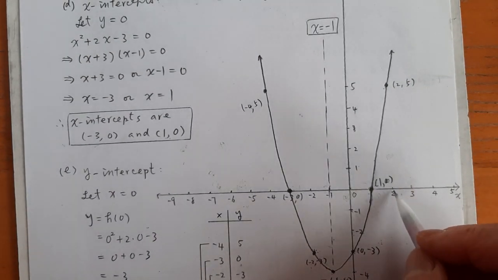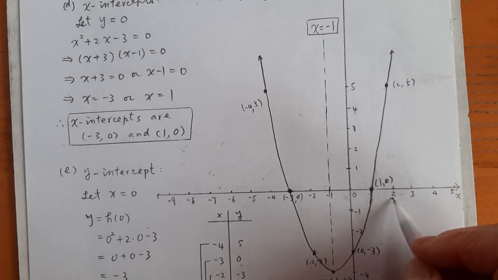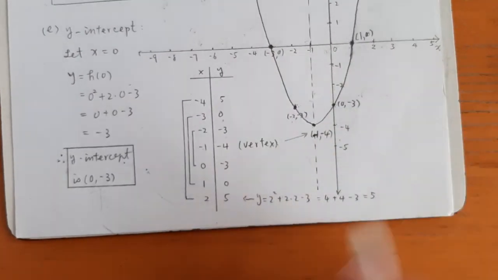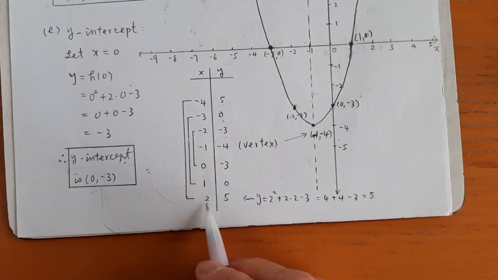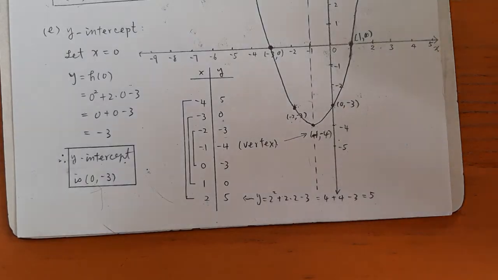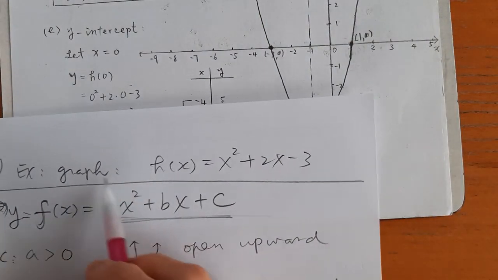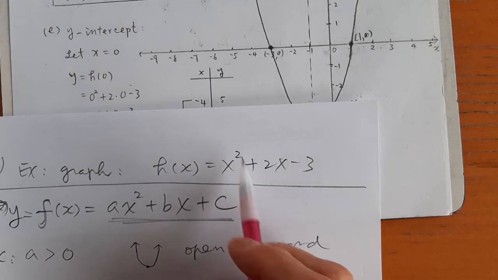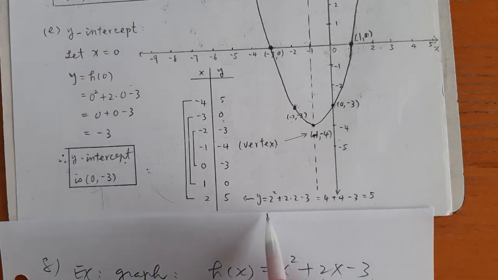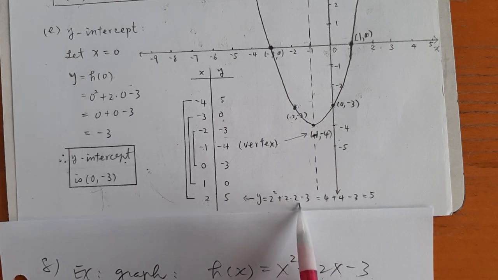Like here, x is 2. X is 2. Figure out the y-coordinate. So use x is 2, plug it into the original function. The original function is y equal to x squared plus 2x minus 3. So it's y equal to, using x as 2, 2 squared plus 2 times 2 minus 3.